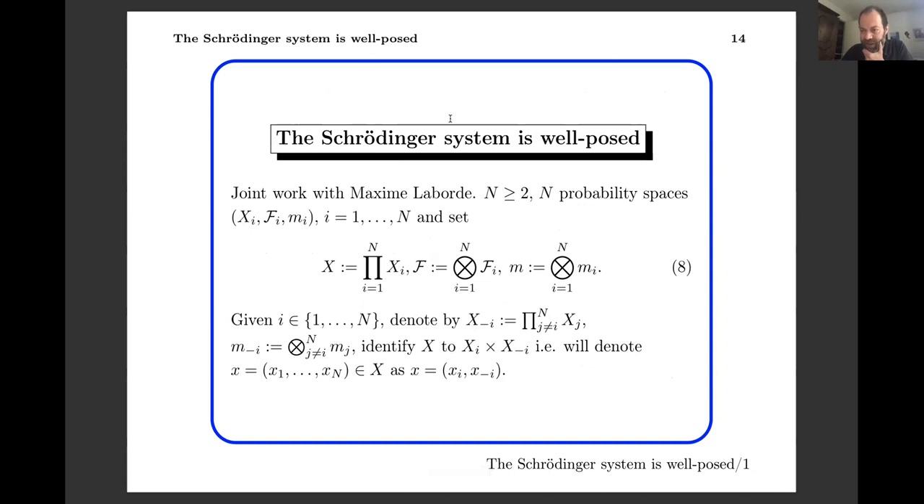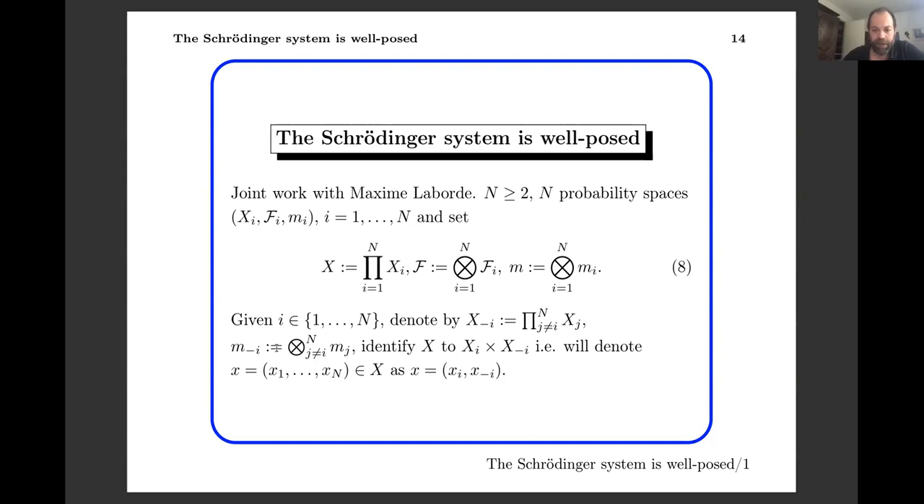It's something we did a few years ago with Maxime in a quite general framework. So for the spaces, I will assume just probability spaces, (X_i, F_i, m_i). So X will be the product, m will be the product measure, and F will be the product sigma algebra. Also, the m_i will be reference measures, and we'll look at marginals mu_i which are densities with respect to these reference measures. And for notation, it will be convenient to use minus i to denote all variables except i. Then I will write m_{-i}, the product measure of all the m_j with j different from i, and so on and so forth.